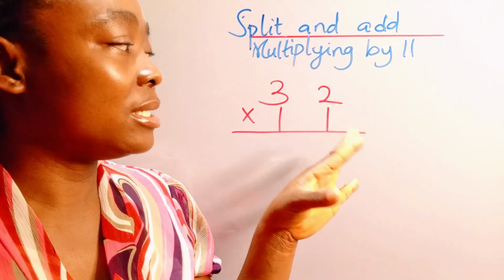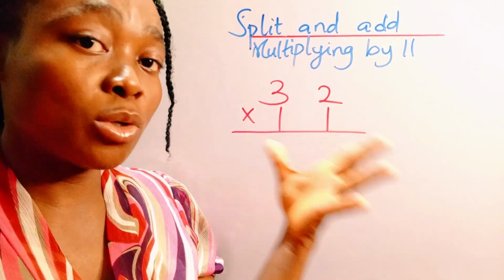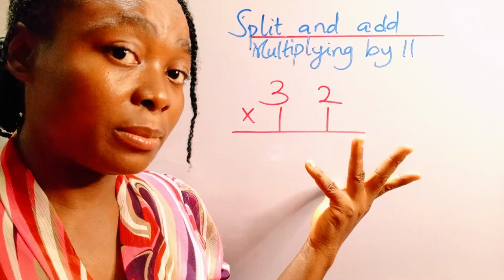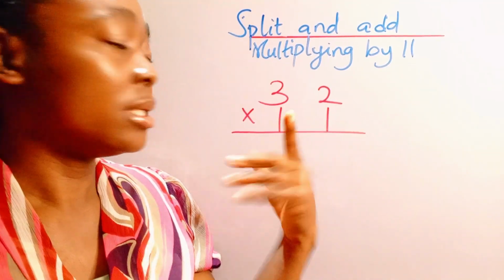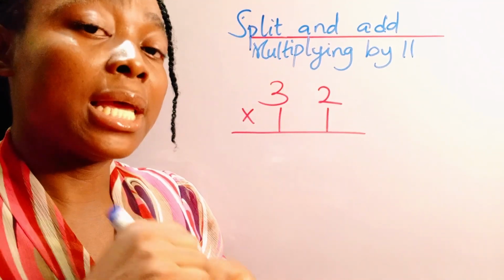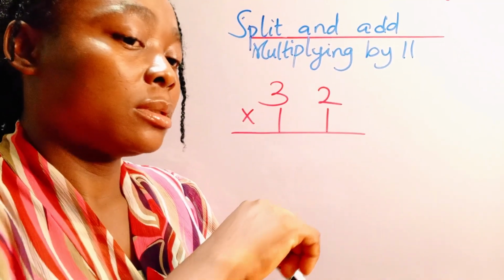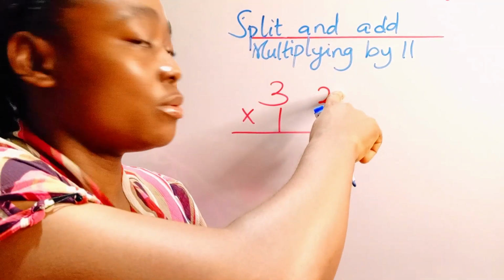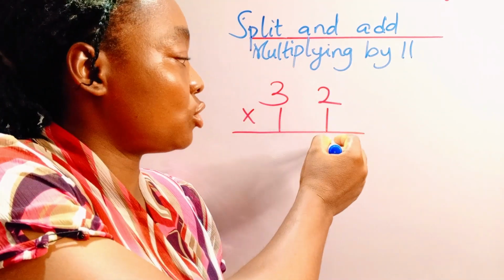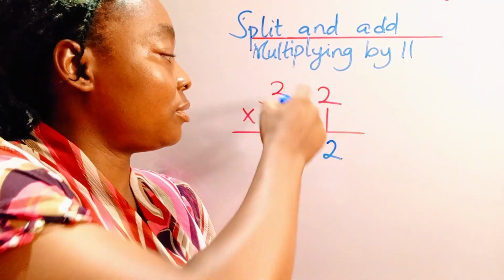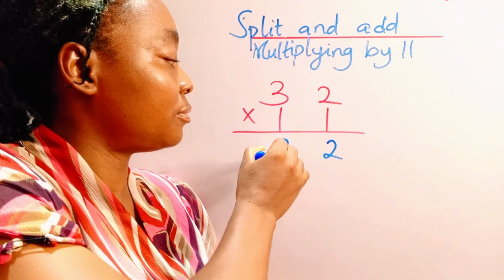Now, the traditional method is what we'll solve first. I've written the problem already on the board. So let's solve it now. 32 times 11. Now let's go. 1 times 2 is 2. 1 times 3, 3.